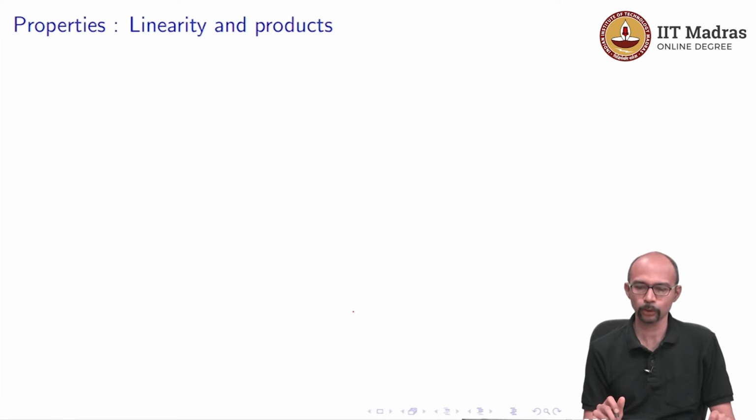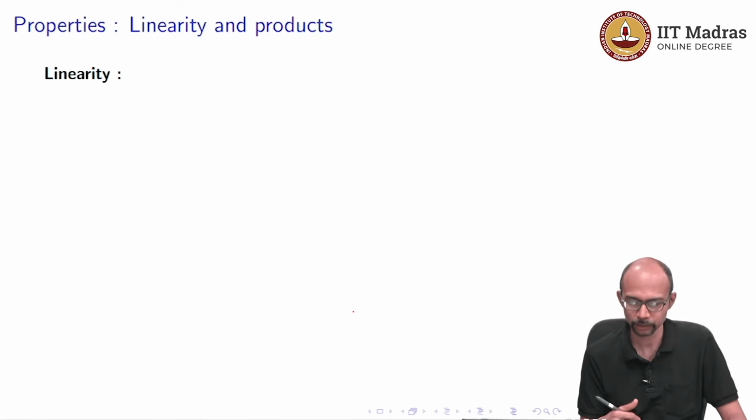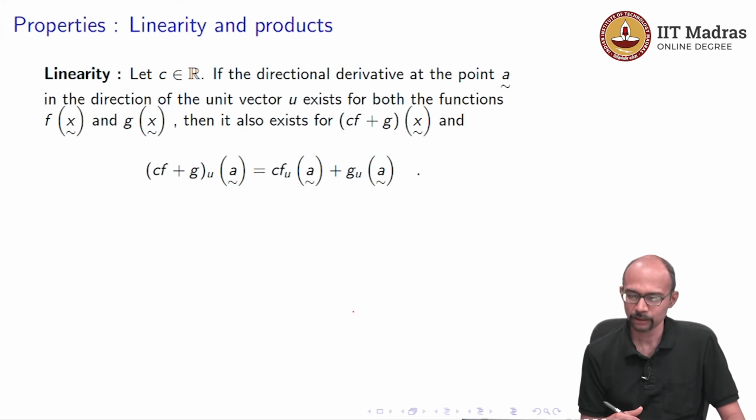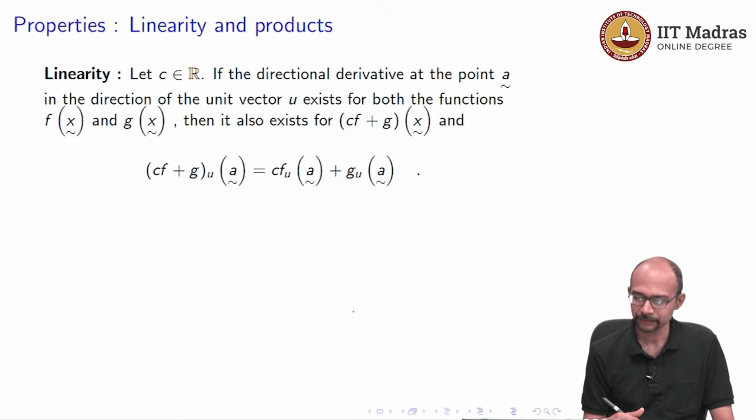Okay. Let us quickly go through some properties. We saw this in examples when we did the partial derivatives, but these hold generally for directional derivatives, and let us put them down clearly. One is linearity. If you have a constant c and two functions f and g for which the directional derivative at a point a in the direction of the unit vector u exists, then it also exists for the function cf + g, and to compute it you can just use linearity: the directional derivative of cf + g is c times the directional derivative of f plus the directional derivative of g.